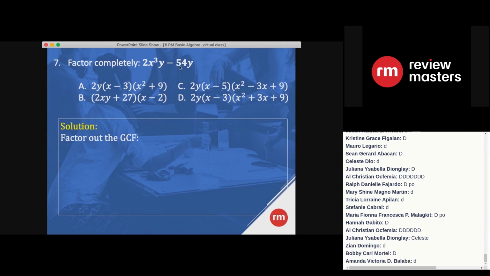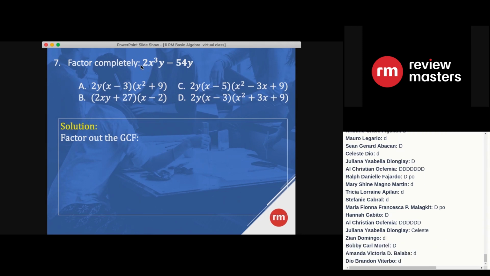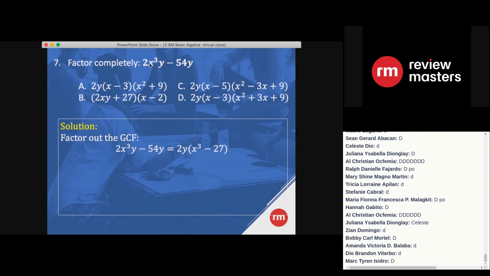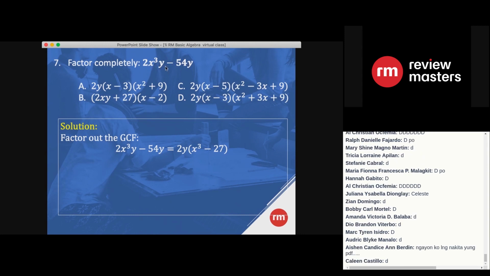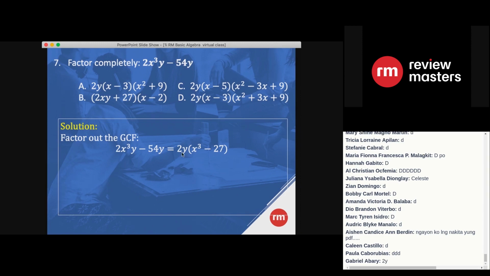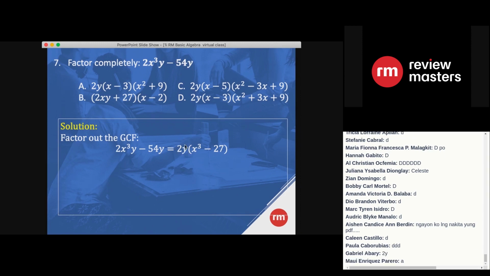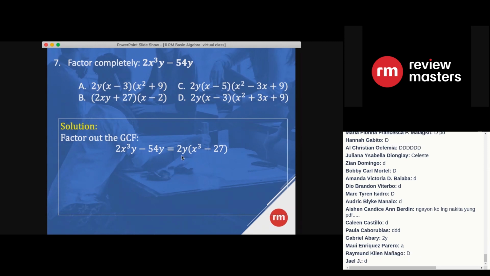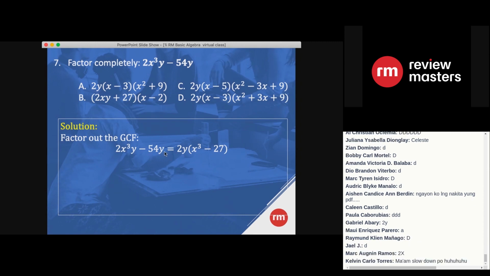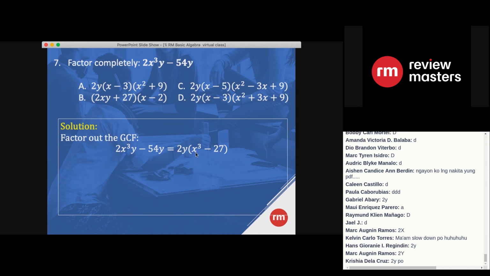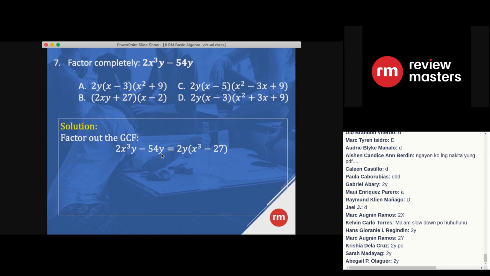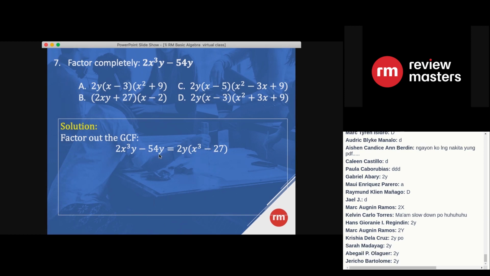Here, in 2 and 54, there is a common factor, the highest of which would be 2. So you have to factor out 2. x cubed is not common, x is not common, so there is no common x factor. y and y is common, so you factor out y. So the greatest common factor is 2y. Okay, and then you divide 2y to each and every term in our given. 2x cubed y divided by 2y would give us x cubed. Minus 54y divided by 2y would give us 27.